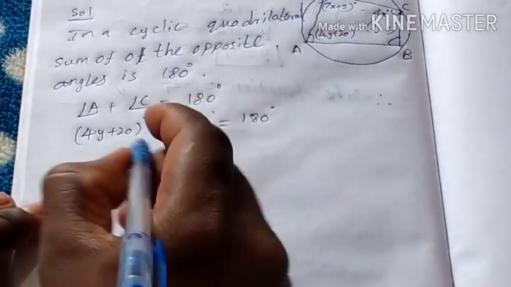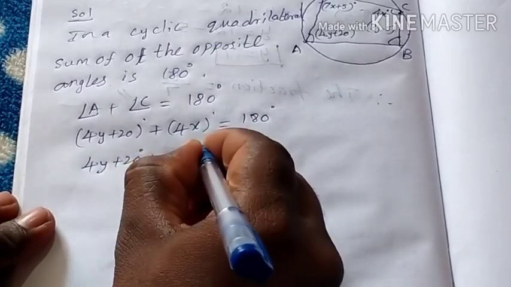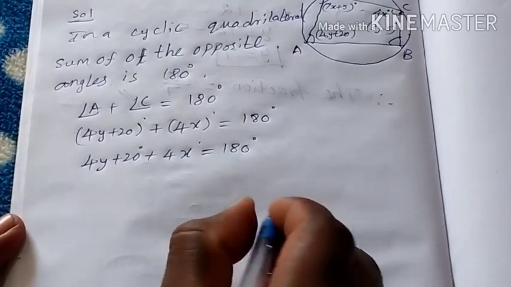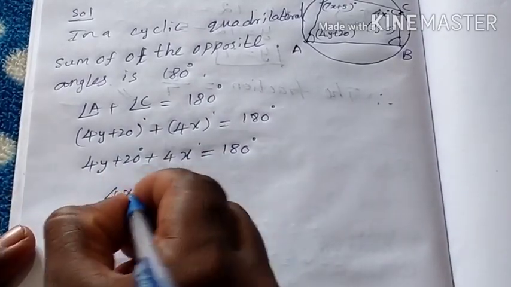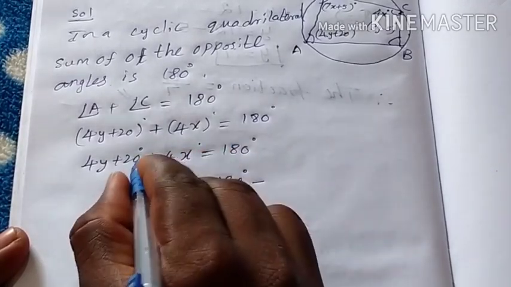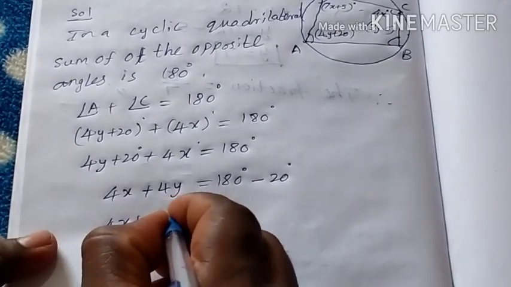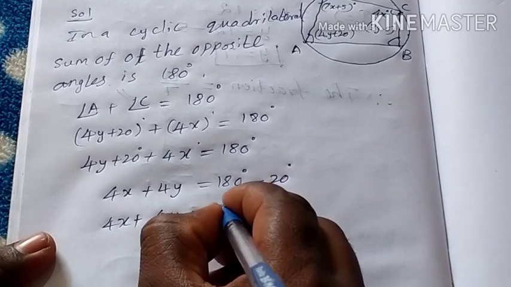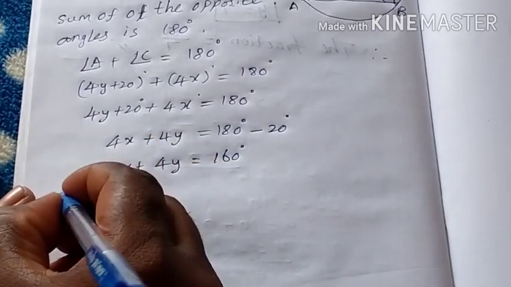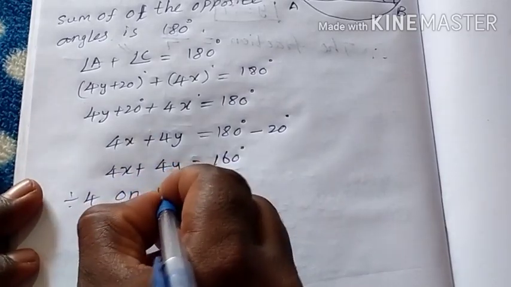Okay, then making the simplification, 4y plus 20 degree plus 4x equal to 180 degree. Okay, then write in the order, 4x plus 4y equal to 180 degree minus 20 degree. Okay, 4x plus 4y, 180 minus 20 degree is 160 degree. Consider all the numerical values. These all are in multiples of 4. So divided by 4 on both sides.